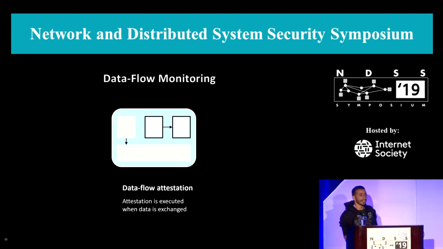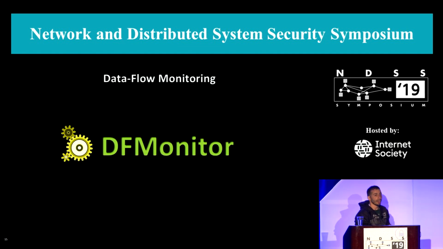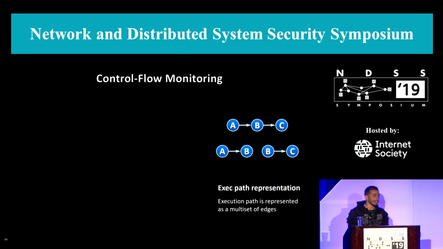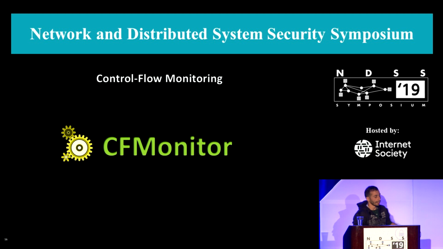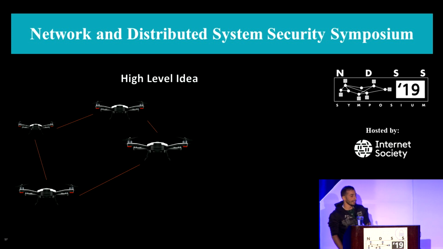The data flow attestation is done by a component of our solution that we call the DF monitor. And the execution path representation is done by the CF monitor, another main component that I will explain in the implementation section.